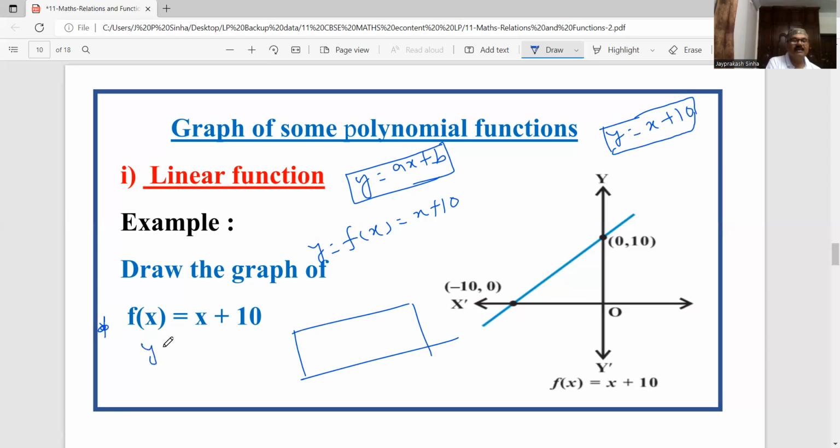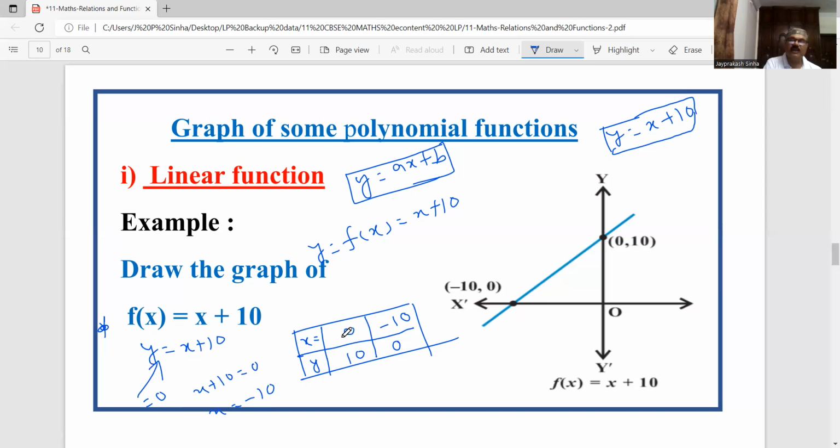then make this table. This is x, this is y. So when x is equal to 0, then y is equal to what? 10. And when y becomes 0, in that case, x plus 10 is equal to 0, means x is equal to minus 10. So when y is equal to 0, x is equal to minus 10. So only 2 points are sufficient to draw the graph of this function.